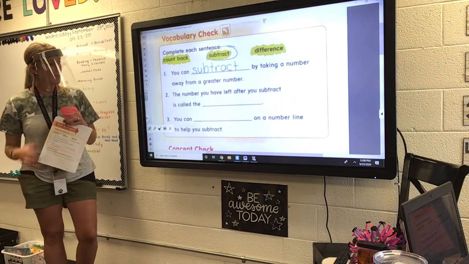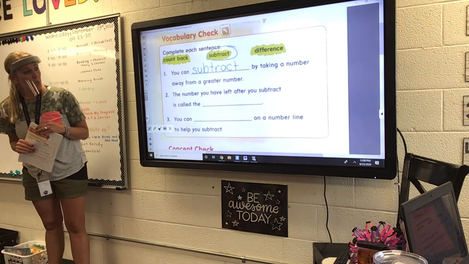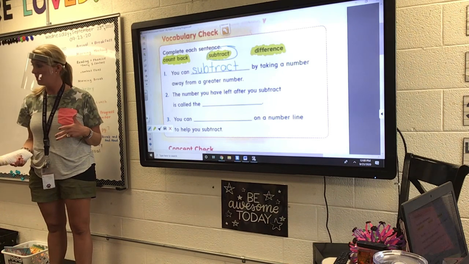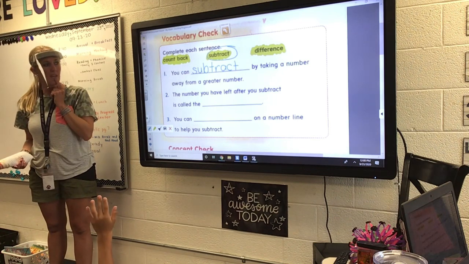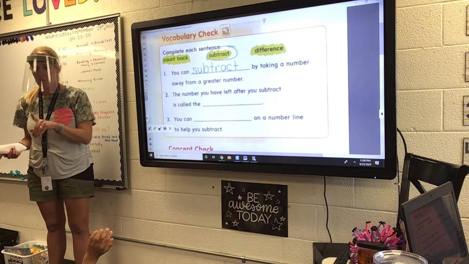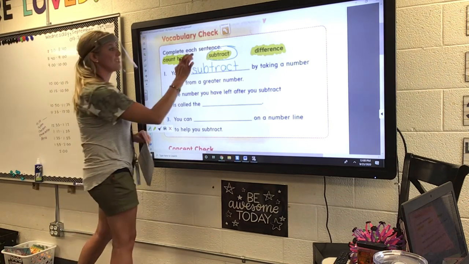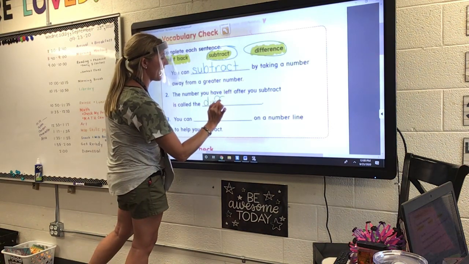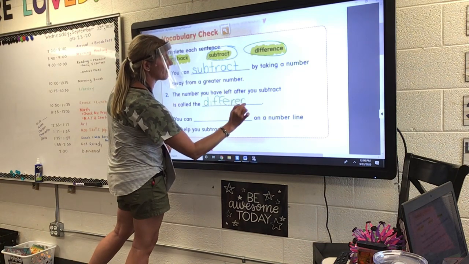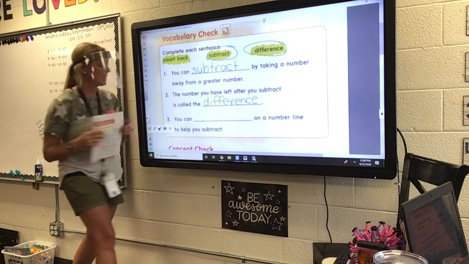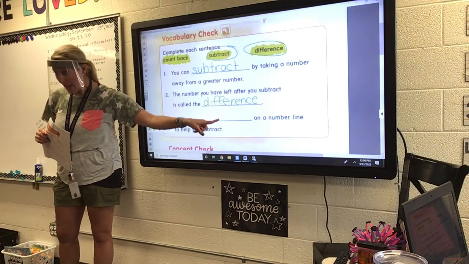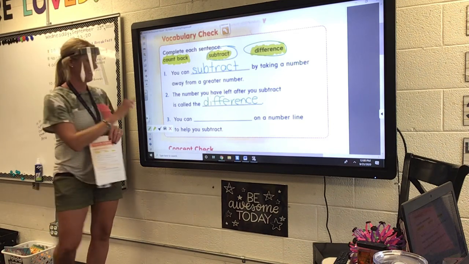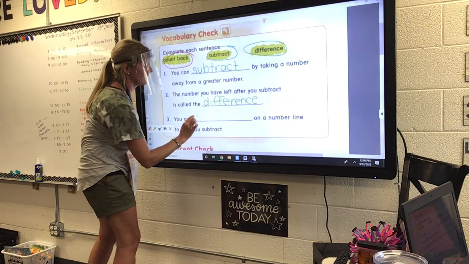Now, on number 2, the number you have left after you subtract is called the... Great. Raise your hand if you know. What is it called? Wyatt. The difference. So number 2 would be difference. And then number 3 has to be our last one, which is count back. Let's make sure we're right though. Let's double check. You can count back on a number line to help you subtract. Does that make sense? Yeah. So number 3 would be count back.